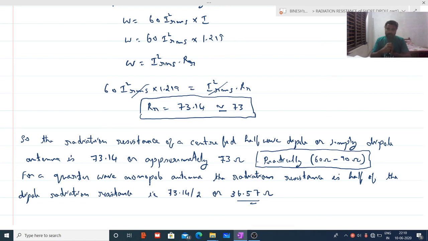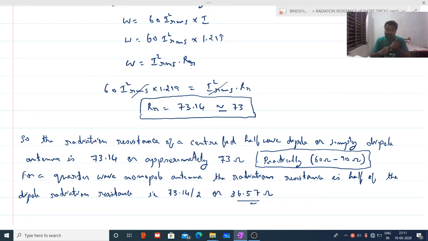Okay, this is very important. This radiation resistance of a half-wave dipole antenna is very important, not only from your examination point of view, but also in public examinations, like ISRO or some other PSU examinations. They used to ask this question: what is the radiation resistance of a half-wave dipole antenna? They will give you some choices: 73 ohm, 36.5 ohm, 197 ohm, something like that. So you should keep in mind that the radiation resistance of a half-wave dipole antenna is very important, because this half-wave dipole antenna is normally utilized for making other or complex antennas. So the knowledge of the half-wave dipole antenna is very important.